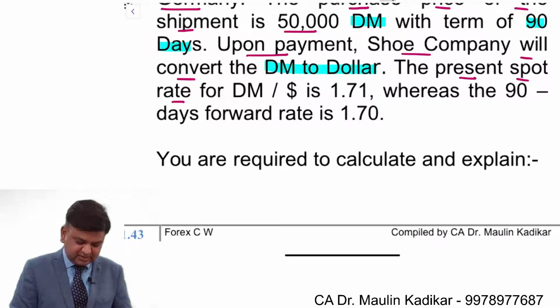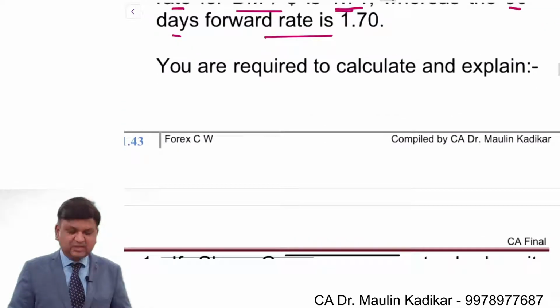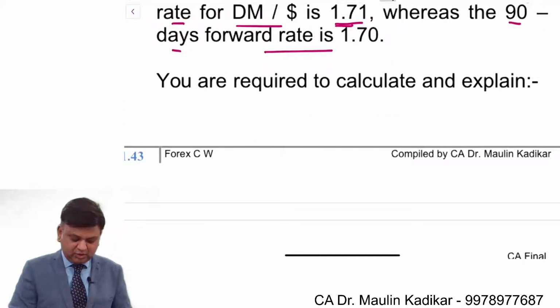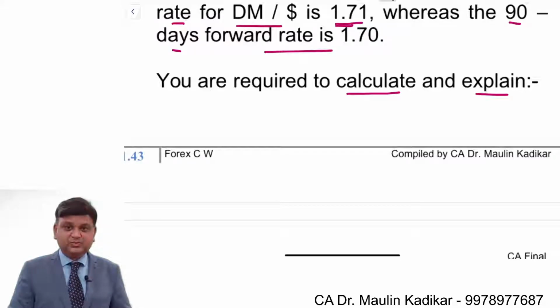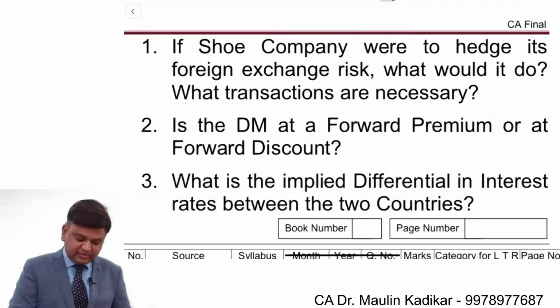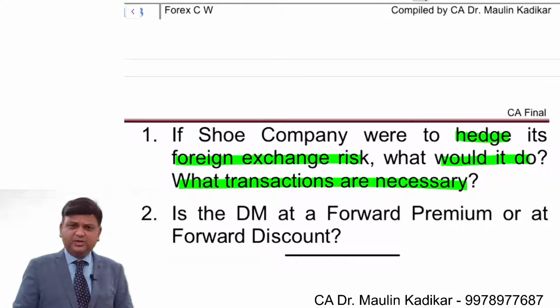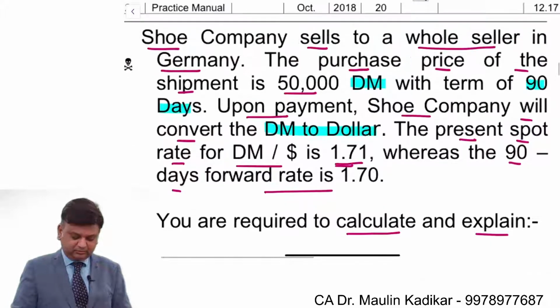The present spot exchange rate is 1.71 Dutch mark per dollar. The 90 days forward exchange rate is 1.70 Dutch mark per dollar. You are required to calculate and explain. First question: if the shoe company were to hedge its foreign exchange risk, what would it do? What transactions are necessary? That is the first question. Further questions are given to us.